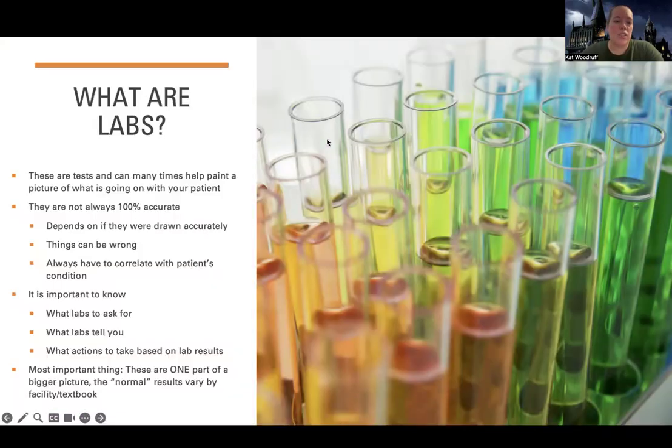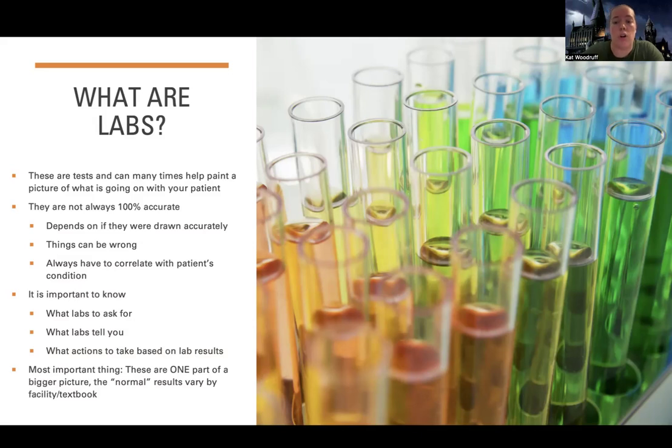But to get started, let's talk about labs in general. Labs, of course, are tests that can help paint a picture of what is going on within your patient. Keep in mind, they're not always 100% accurate. What I mean by that is it depends on if they were drawn accurately, because there are things like hemolysis or if you didn't waste enough.